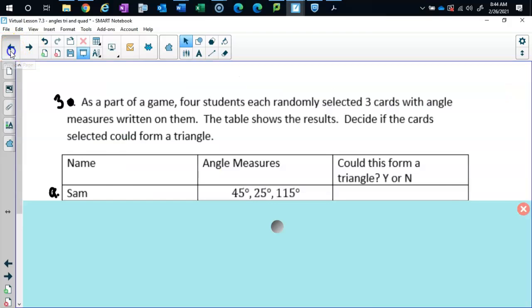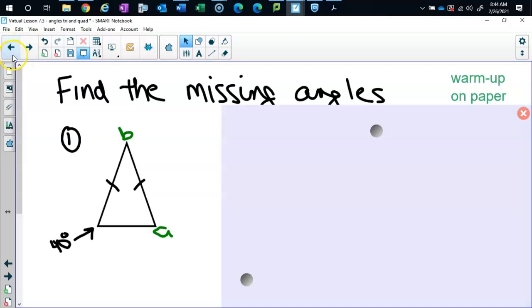This warm-up is on paper. You are doing this on paper right now. All right, this triangle, I want you to find angle A and angle B. Pay attention to the fact that it's got two congruent sides. Go.